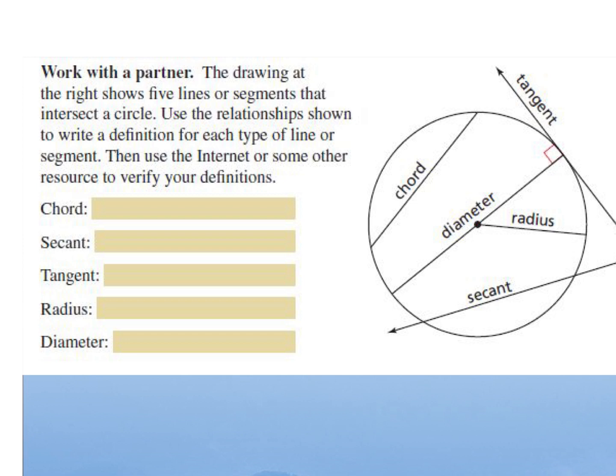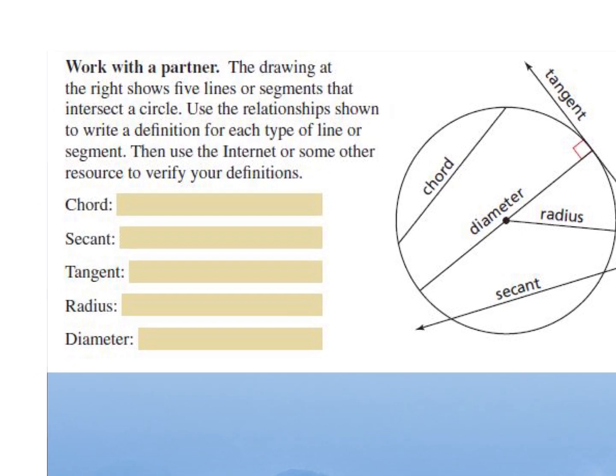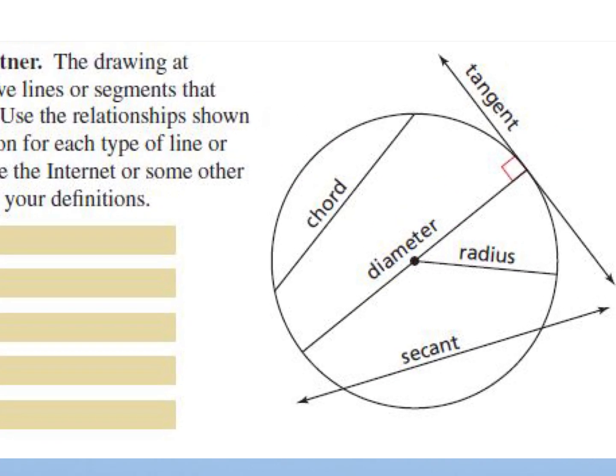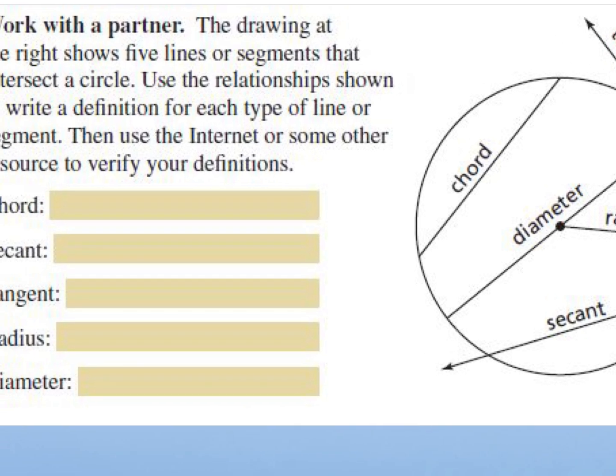We'll do one together. So let's look at the chord. Find the chord on the diagram. Do you guys see the chord? What do you notice about the chord? It's a straight line. Okay, so it's a straight line.